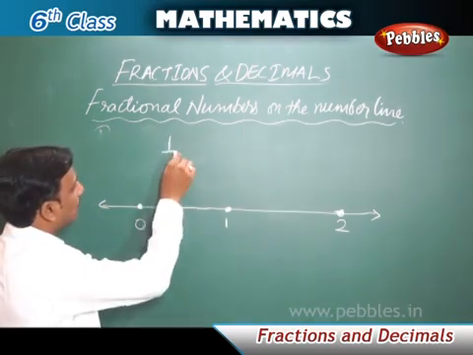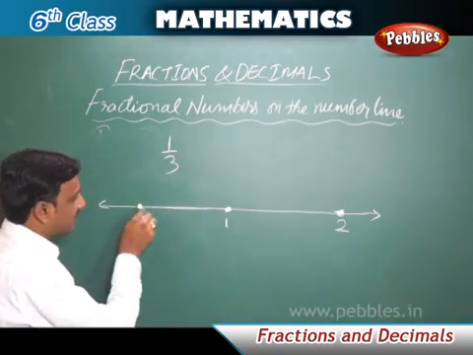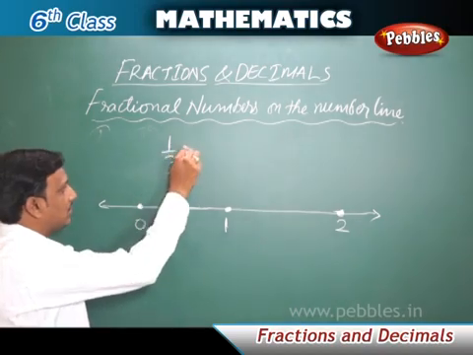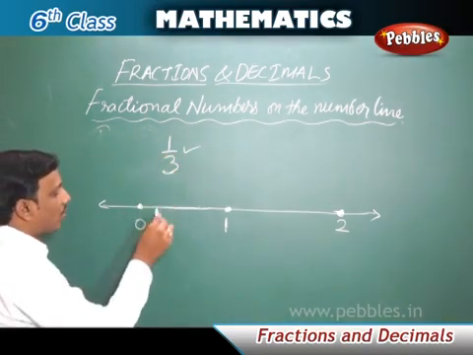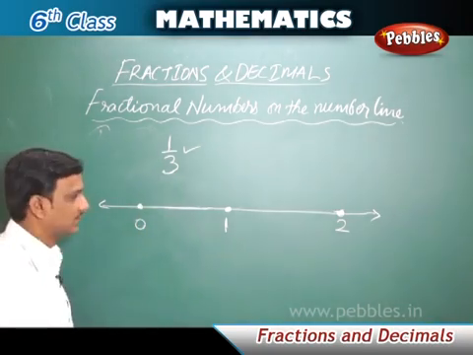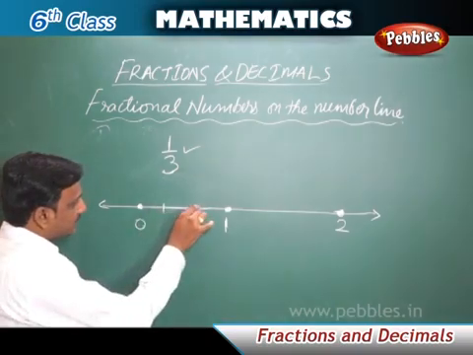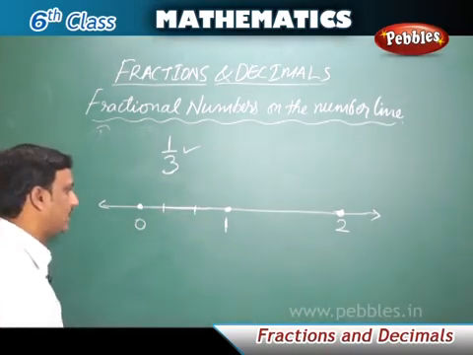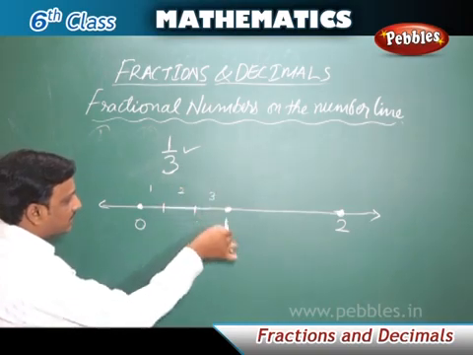Now let us locate 1 by 3 on the number line. So we are going to mark 1 by 3 on the number line. This is also a proper fraction. 1 by 3 means 1 made into 3 parts. So this unit must be made into 3 equal parts. Okay. So this is the first part, second part, third part of 1.